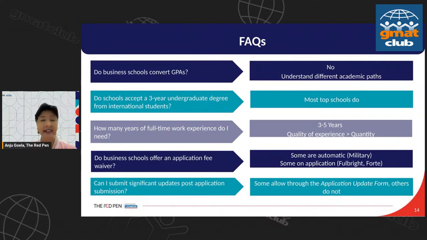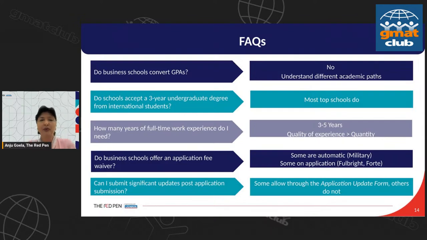Now, do business schools offer an application fee waiver? Yes, most schools do offer an application fee waiver. You will have to check on this for each school that you're applying to. Now, waivers are often granted based on financial need, academic merit, or participation in specific programs or events. For instance, Harvard Business School and Stanford GSB offer need-based waivers.